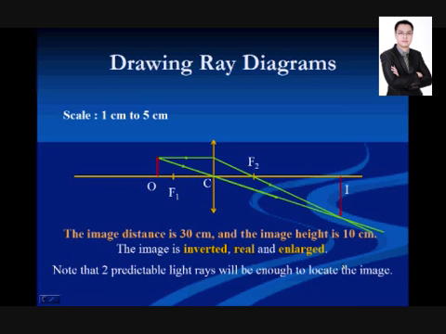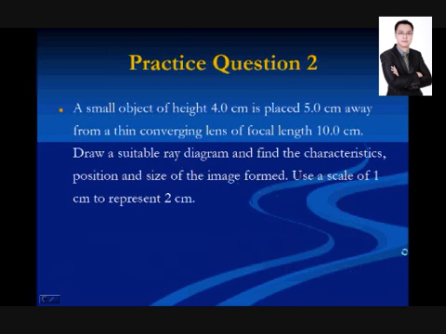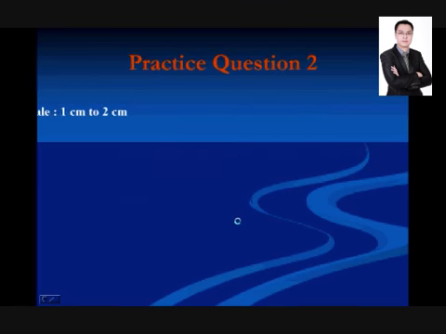Now let's take a look at practice question 2. A small object of height 4 cm is placed 5 cm away from a thin converging lens where the focal length is 10 cm. Use a suitable ray diagram. Find the characteristics, position, and size of the image. So, scale 1 cm is to 2 cm. Now, sometimes the questions give you the scale. If the question doesn't give you the scale, you got to decide on your own what scale to use.